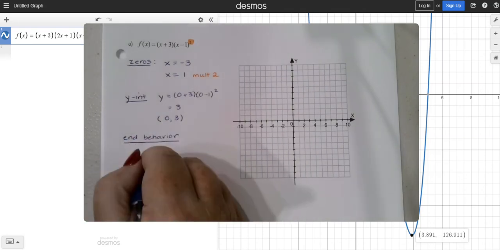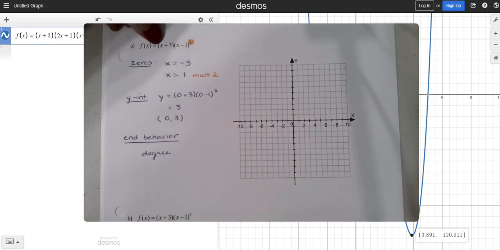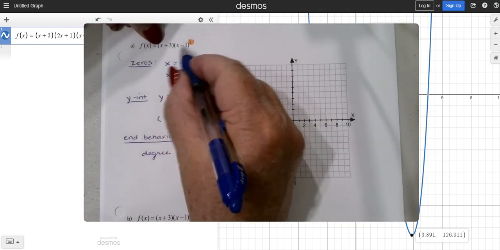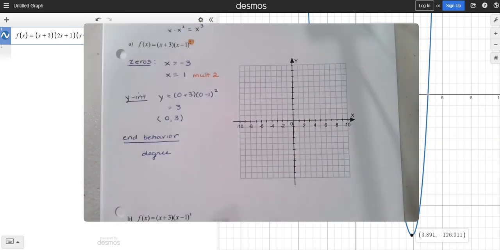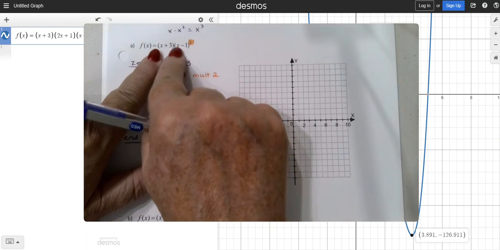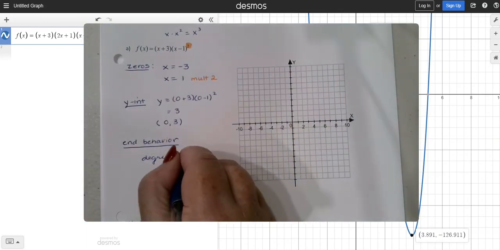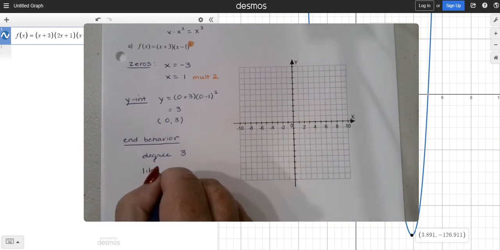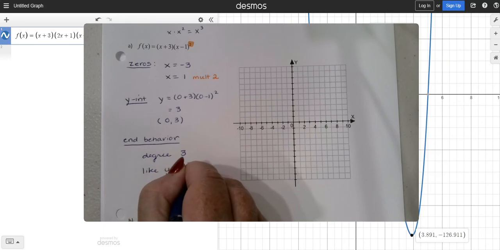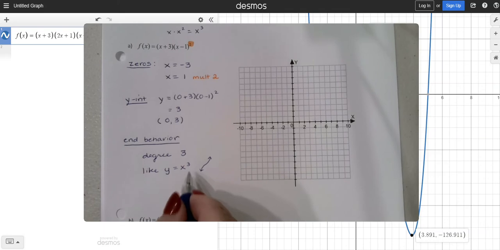Let's see, we would need to start by saying what the degree is. I have x times x squared. So when I multiply x here times an x squared there, ultimately that's going to have an x cubed in it, and I'm going to get a degree 3. So my end behavior is going to be like y equals x cubed, meaning it's going to be down to the left and up to the right.